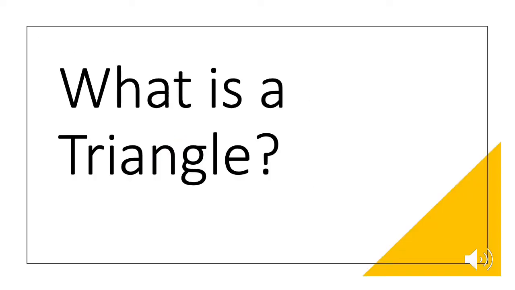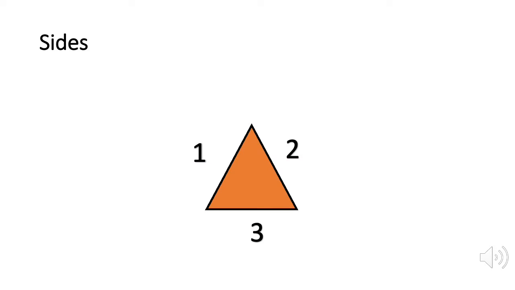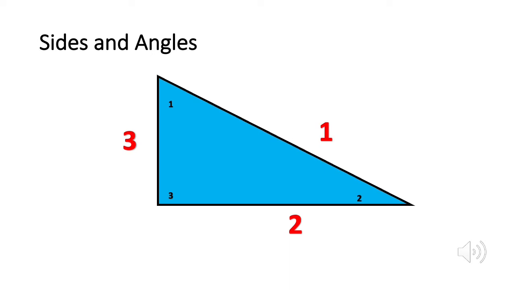Now let's have a look at what a triangle is. A triangle is also a two-dimensional shape, so it's flat. It has 3 straight sides and 3 angles. Let's count out the sides. 1, 2, 3. So a triangle has 3 straight sides. Let's count out the angles. 1, 2, 3. So a triangle has 3 angles. All triangles have 3 sides and 3 angles.